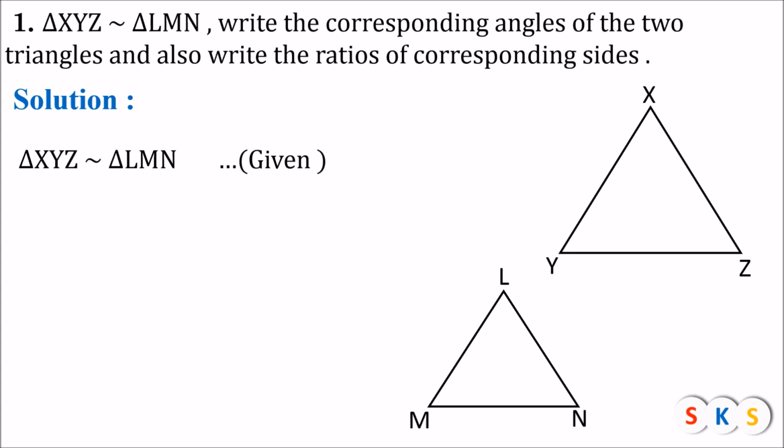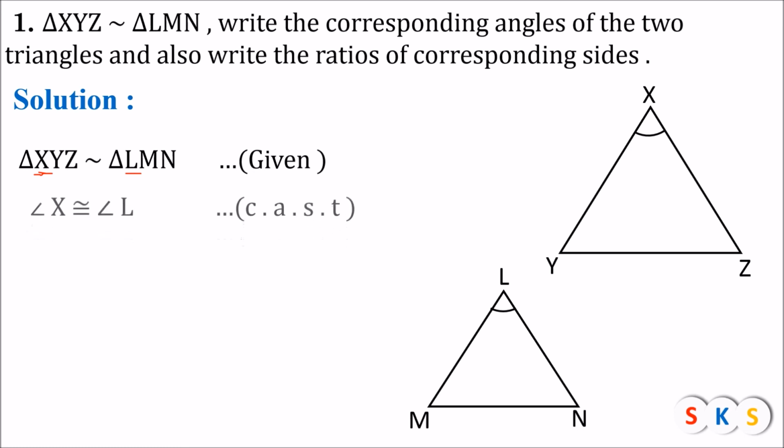Why are these two angles congruent? How did we come to know these two angles are congruent? You can see that the first letter in this triangle is X and here the first letter is L. Therefore, angle X is congruent to angle L. So we can write here angle X congruent to angle L. The reason will be CASTC, corresponding angles of similar triangles.